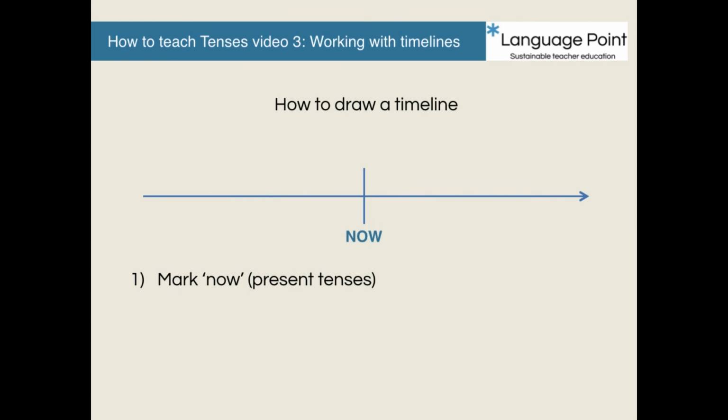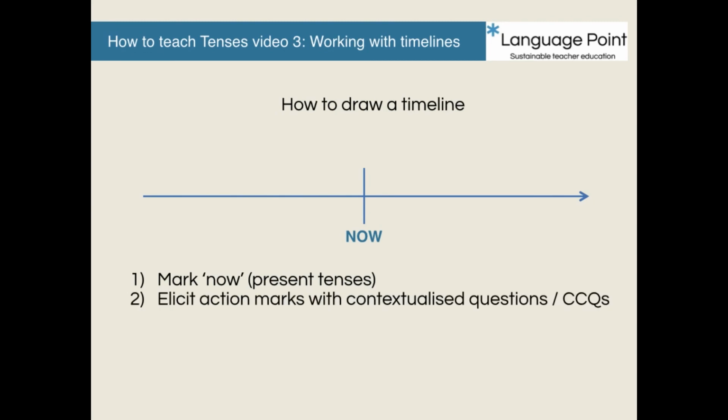So let's have a look at present tense. Firstly, you mark the now, for example here in the middle, because it's a present tense, and then you would elicit the action marks with contextualized questions to students, asking them to give you the information about when things are happening. And you can also use CCQs, or concept checking questions, to check that they're understanding exactly when this is happening.